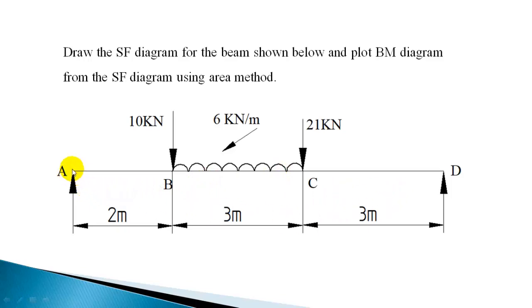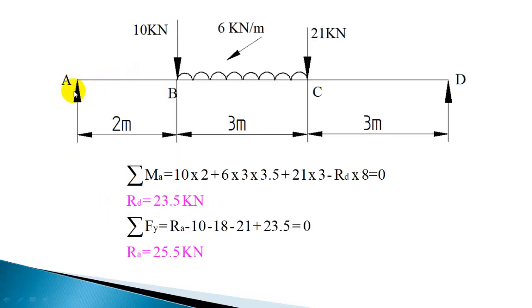So we will take moment summation with respect to A. Taking the moment summation with respect to A, this 10 is producing clockwise moment, 10 into 2, the distance is 2. The density of this UDL is 6 kilonewton per meter, and it is acting for 3 meter. So 6 into 3 is the total load, and it will act at the center of the 3 meter, that is 1.5 meter from here.